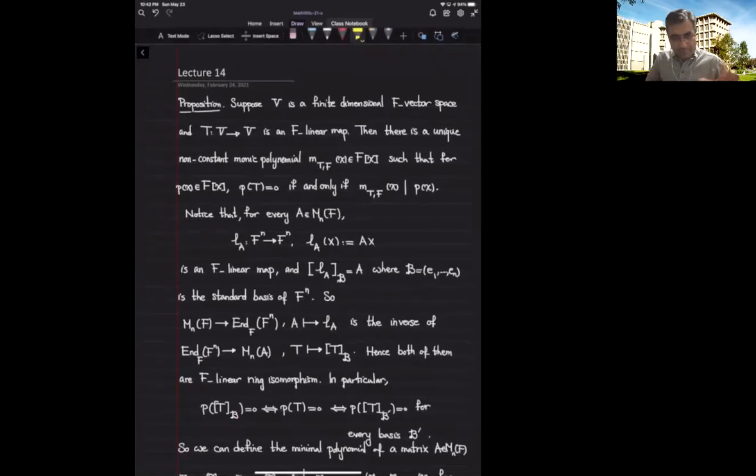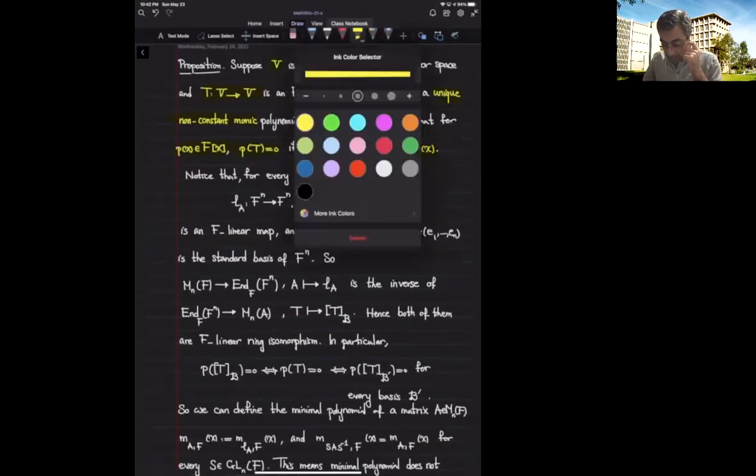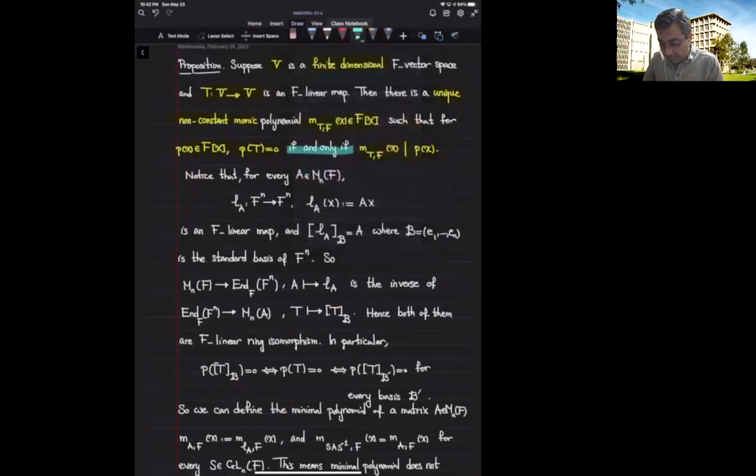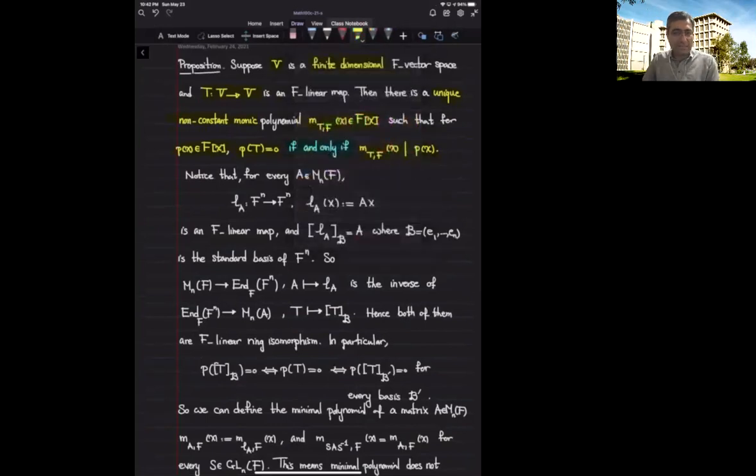Let's summarize it. Suppose that V is a finite dimensional F vector space, and T from V to V is an F linear map. Then there is a unique non-constant monic polynomial in F bracket X with the following property: P of T is 0 precisely when the minimal polynomial divides P, for a given polynomial in F bracket X. Okay, so now we have an understanding of minimal polynomials using basics of ring theory and the fact that F bracket X is a PID.